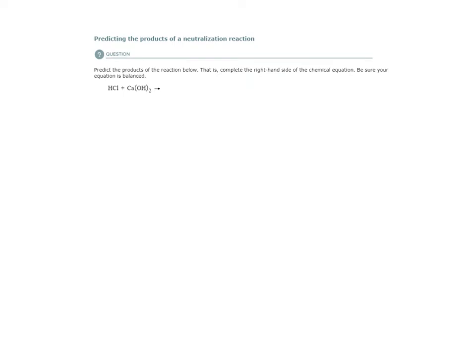Well, first we need to understand what a neutralization reaction is. A neutralization reaction occurs when we have an acid reacting with a base. Now remember, we can identify our acids generally when we look at a chemical formula. If we have hydrogen at the beginning of that chemical formula, chances are it is an acid, and those hydrogens listed up front are what we call the ionizable hydrogens.